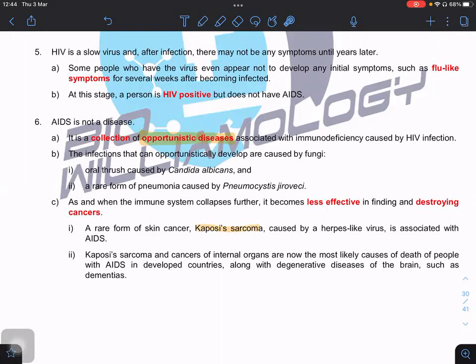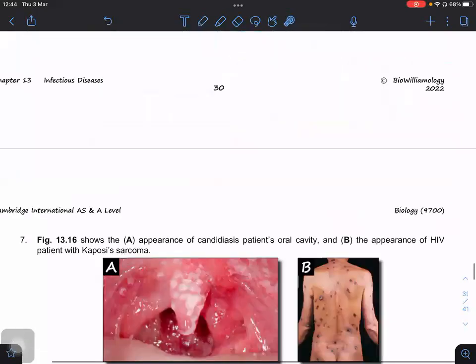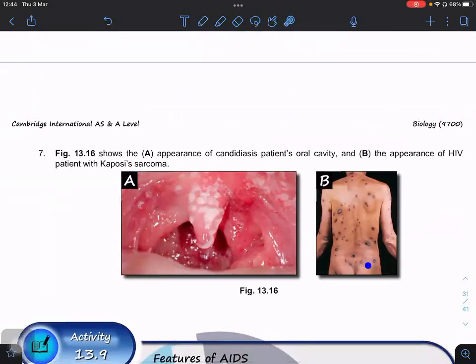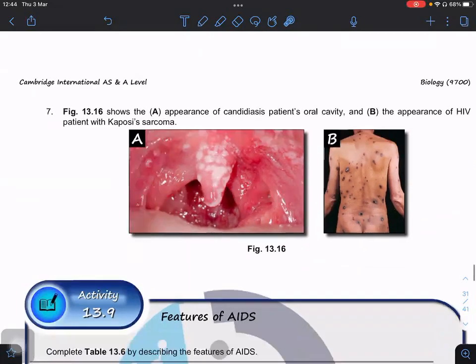Why? Because the immune system fails to detect and destroy the cancer cells. So this is Kaposi sarcoma. You can see that this is the patient, this is the hallmark of a patient with HIV or AIDS. And this is candidiasis in HIV patients.